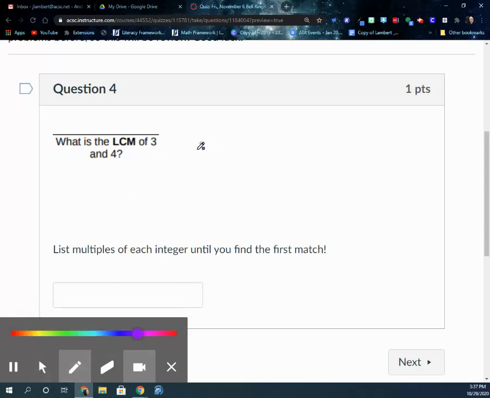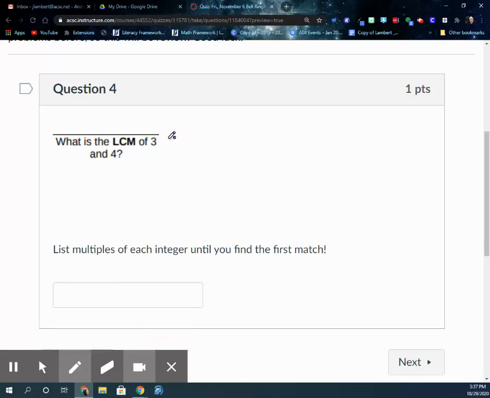So we're going to start listing our multiples out. So our multiples of 3, we'll do our 3's up here and we'll do our 4's down here. So 3 times 1 is 3. 4 times 1 is 4. Nothing in common yet. So 3 times 2 is 6. 4 times 2 is 8. Nothing. Let's try the next one. 3 times 3 is 9. 4 times 3 is 12. So nothing in common as of yet.